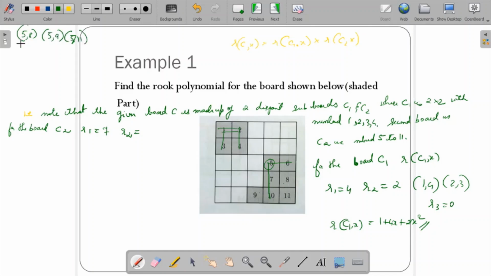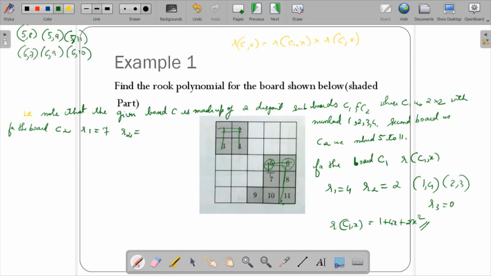Okay, 5 comma 8, 5 comma 9 and 5 comma 11. So 5 is done. Next we'll go to 6. When it is 6, this column and this row is not there. So it will be combined with 6 7, 6 9 and 6 10.